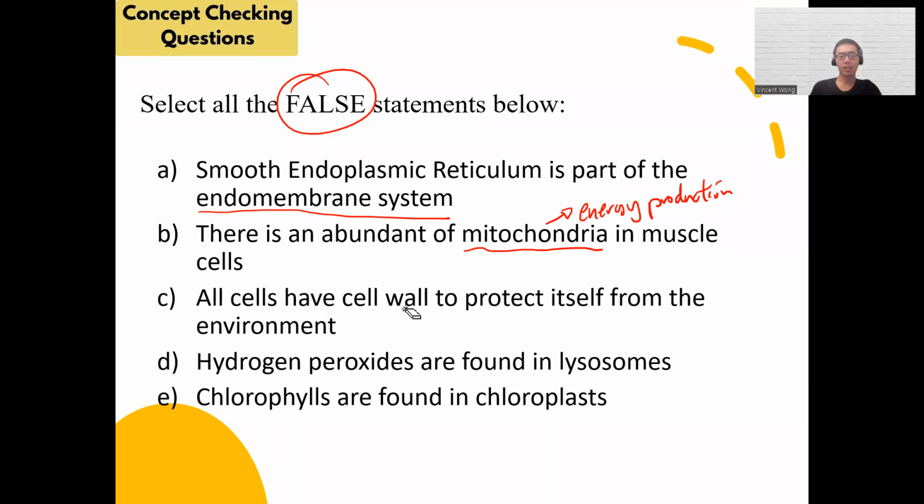All cells have cell walls to protect itself from environment. That is false. Human cells, animal cells, for example, do not have cell walls. Bacteria, they have cell wall. Plant cells, they have cell wall, but not human cells. Hydrogen peroxides are found in lysosome. That is also false. It's not found in lysosome. It's found in peroxisome, right?